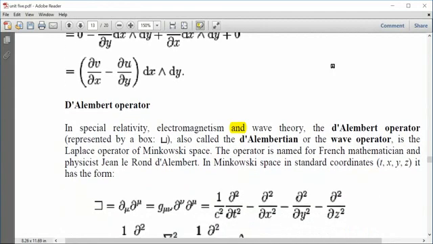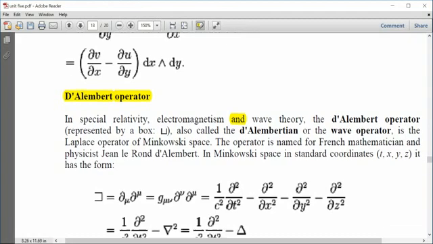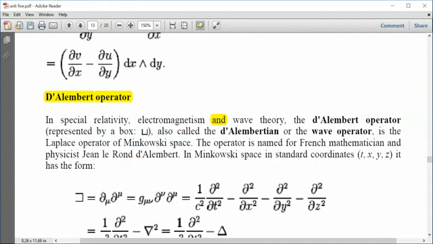With this, I will move to the d'Alembert operator. Now, this is actually an application of the invariant formula. For those who are not doing physics, I think you'll find problems here. Anyway, let me try my best. It is an application of physics.